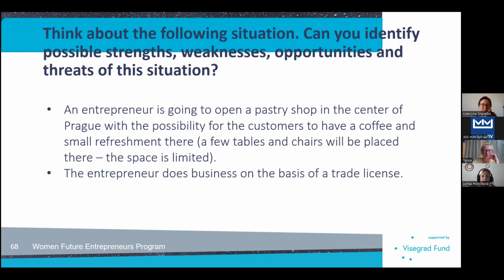Of course, we are relatively limited by information. We don't have much information about the situation. But is there any strength, or could there be any strengths? What do you think? Pastry shop in the center. Any idea?